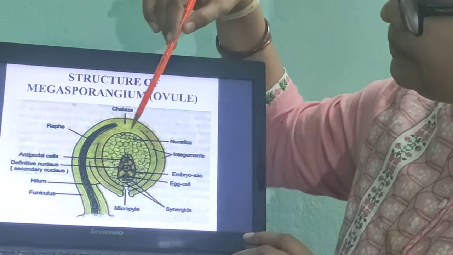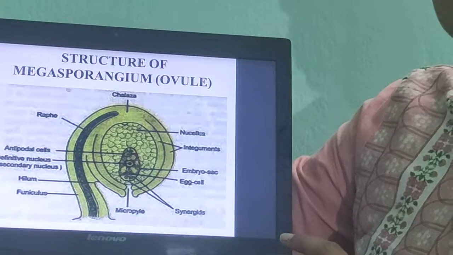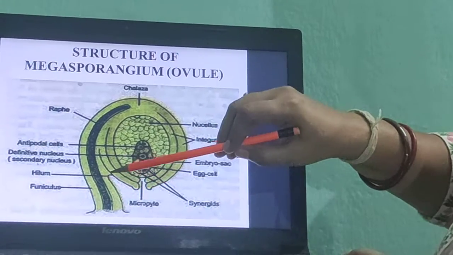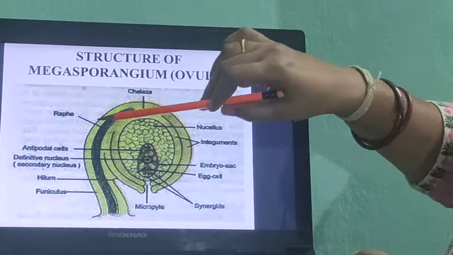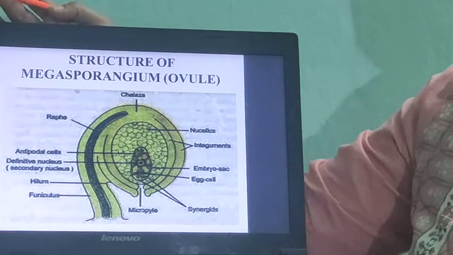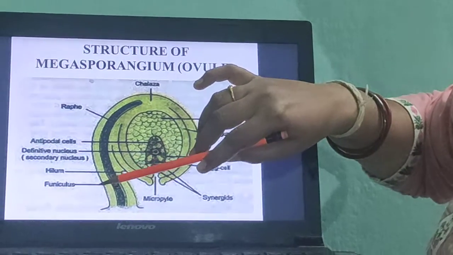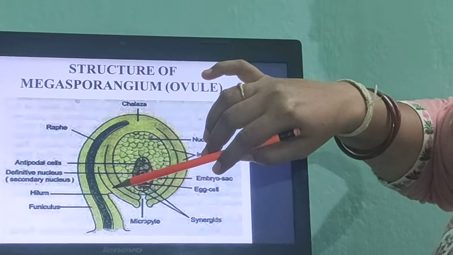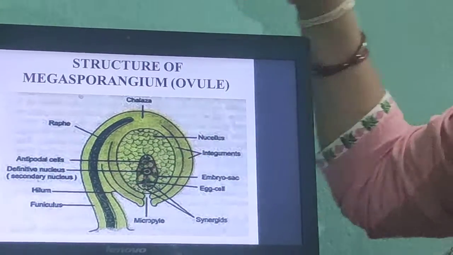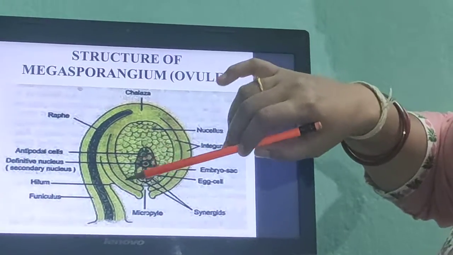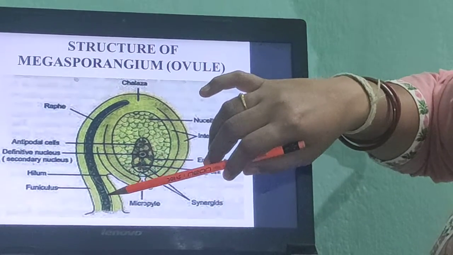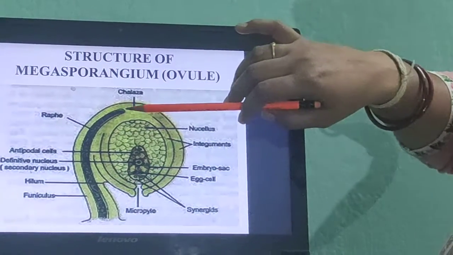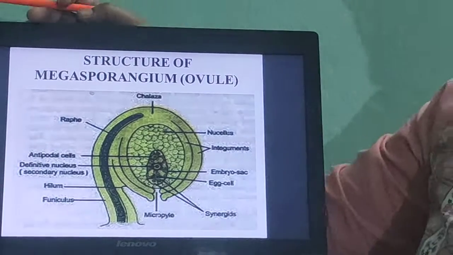This ovule remains attached to the placenta inside the ovary by means of a stalk-like structure. Here you see, this is the stalk-like structure by which the ovule remains attached to the placenta. This is known as the funicle, right? This funicle is attached to the ovule at a point known as the hilum. So this is the hilum. Clear? Then at certain places this point of attachment goes beyond and extends as a ridge-like structure known as the raphe.